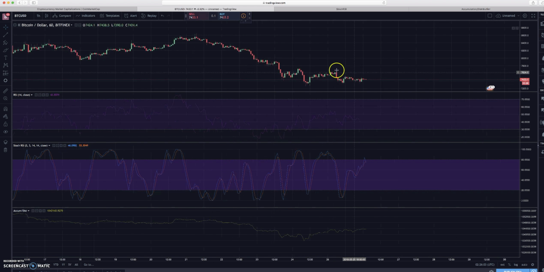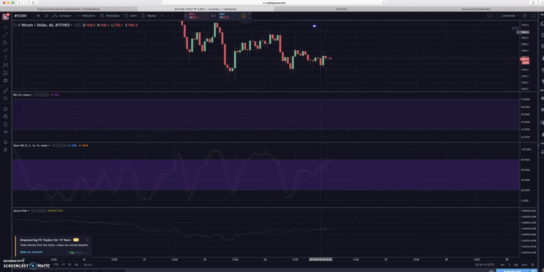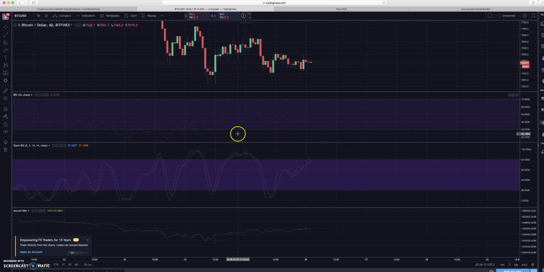So what we're looking at here on top is the RSI. The one in the middle is the stochastic RSI, and the one on the bottom is the accumulation and distribution. What I want to get into is comparing the RSI to the stochastic RSI. Now, if you haven't watched my previous video on how the RSI indicator works, go back and check that out and then come back to this video, because we're going to get into some of the nuances of this.